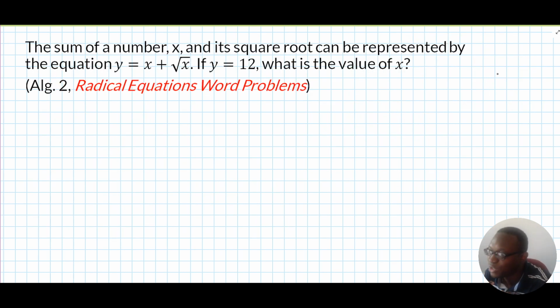Okay, for Algebra 2 students, any Algebra 2 students here? The sum of a number x and its square root can be represented by the equation y equal to x plus square root of x. If y equal to 12, what is the value of x?